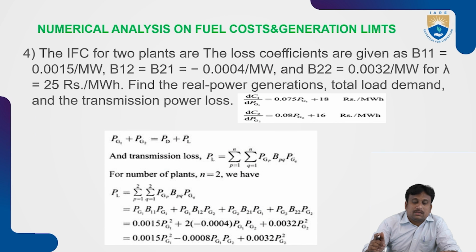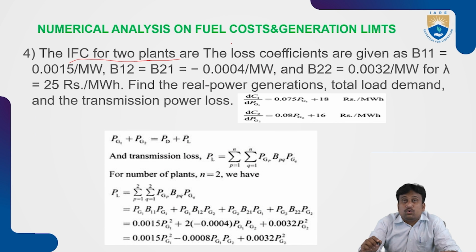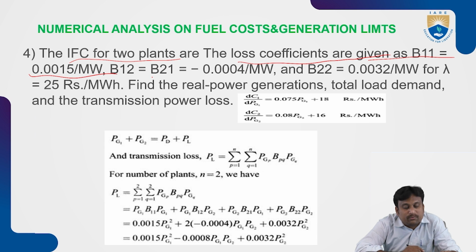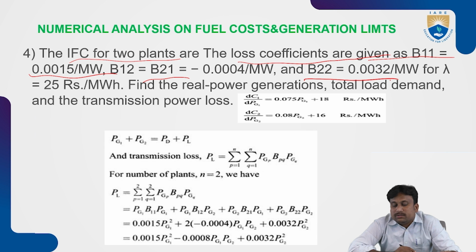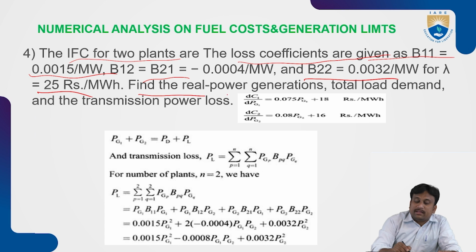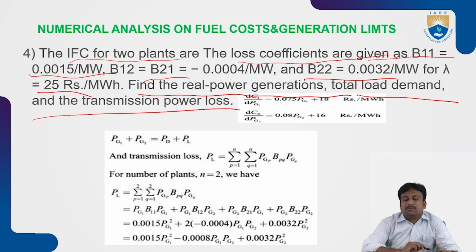Next case: the incremental fuel cost for two plants are given, and the loss coefficients are given as B11 equals 0.0015 per megawatt, B12 equals B21 equals minus 0.0004 per megawatt, and B22 equals 0.0032 per megawatt. For lambda equals 25 rupees per megawatt, find the real power generations, total load demand, and the transmission power loss.